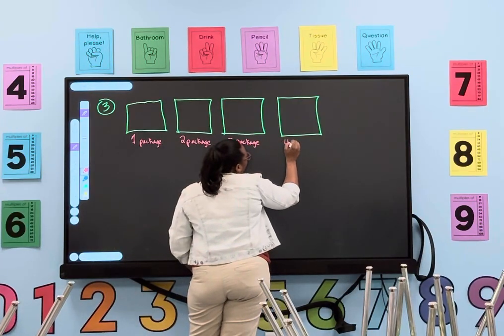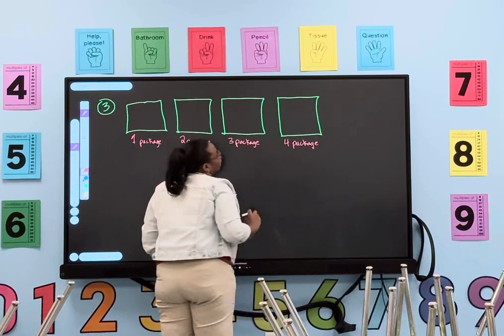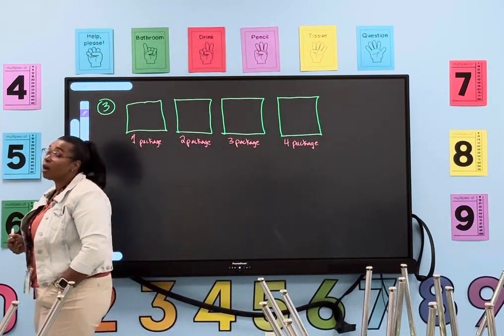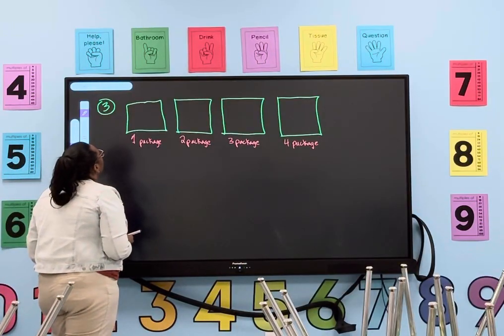And this one will be the 4th package. Now they tell me that inside of each package, there are 6 markers. So let's go ahead and put our 6 markers inside of each package.